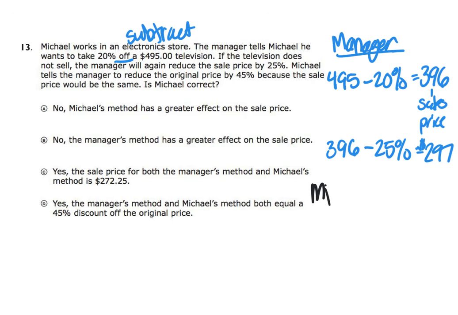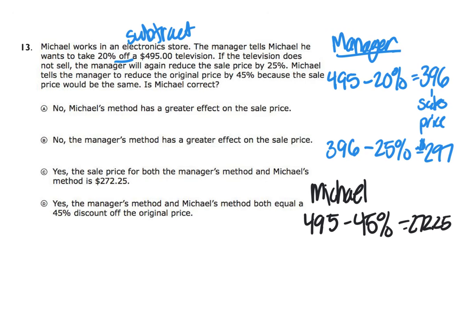Well, let's look at Michael's. Michael said to just take 45% off. So we do 495 minus 45%. That's going to give us $272.25. So looking at my answer choice, Michael is not correct because they are not the same. So Michael's method has a greater effect on the sales price.